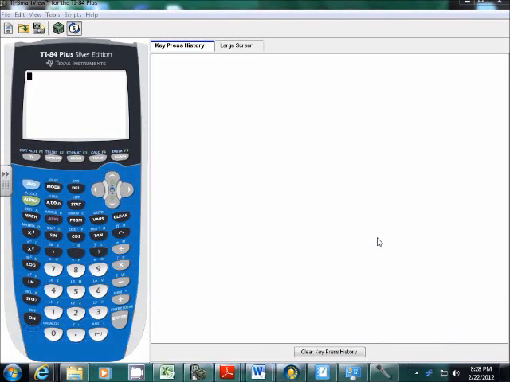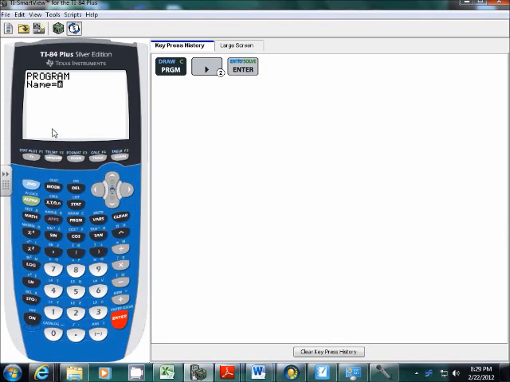Okay, I'm going to show you how to use the program function in your TI-84 to solve quadratic equations, and we're going to use the quadratic formula. The first thing I'm going to do is go to Program, that's this button here. In Program, I'm going to go over to New, and I'm going to press Create New.